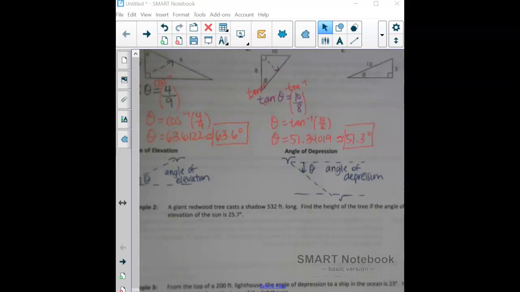Okay, example 2 is really simple. It's a very softball type question for geometry. So it says a giant redwood tree casts a shadow 532 feet long. Find the height of the tree if the angle of elevation of the sun is 25.7 degrees.